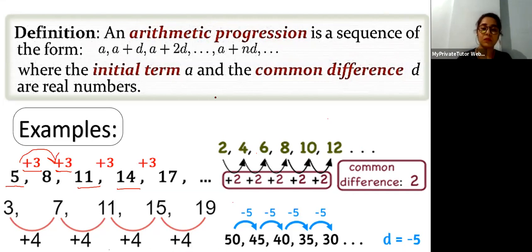So what is an arithmetic progression? It is a sequence of numbers, and it can be any sequence. It can be alphabets as well, or variables also. It is a sequence in which there is an initial term, and after the initial term the difference is common throughout the numbers.